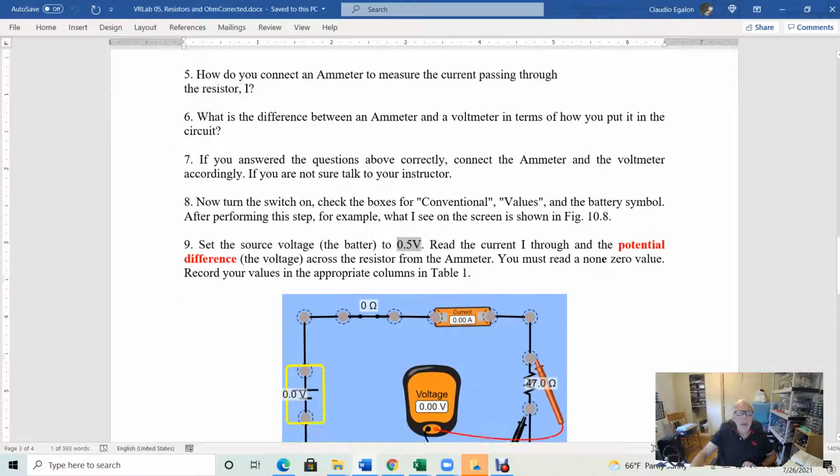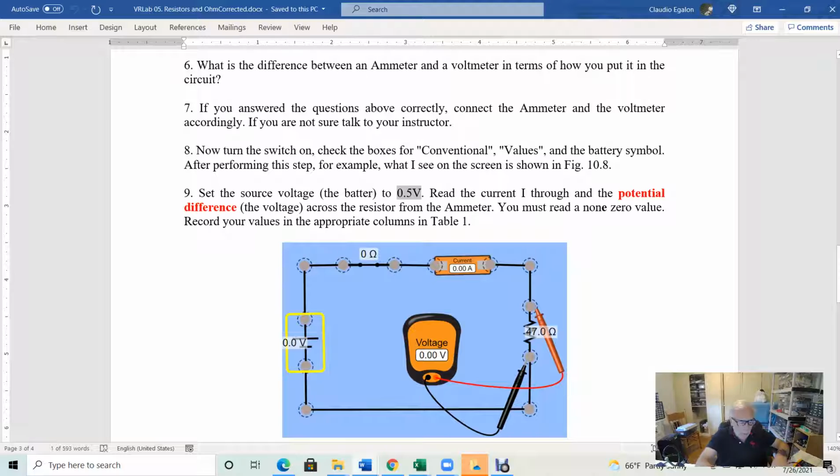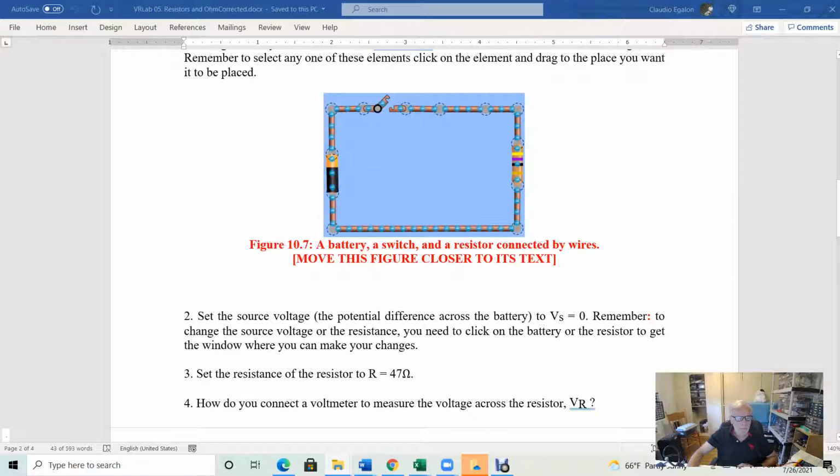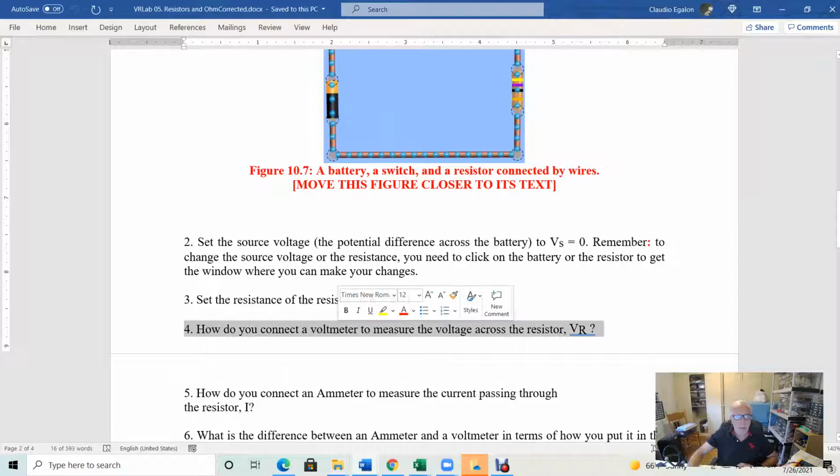So what's the difference between them? Let me show you in real life how we do it. I can't share my video with you here with Zoom. But the voltmeter. How do we measure the voltage across the resistor?